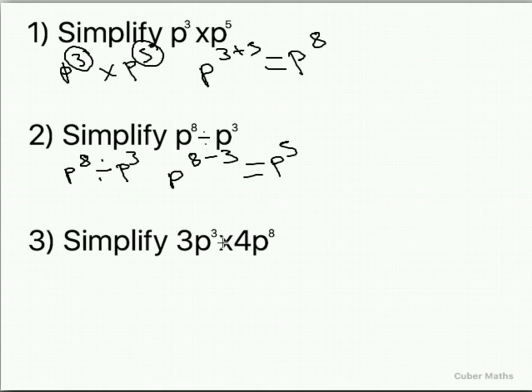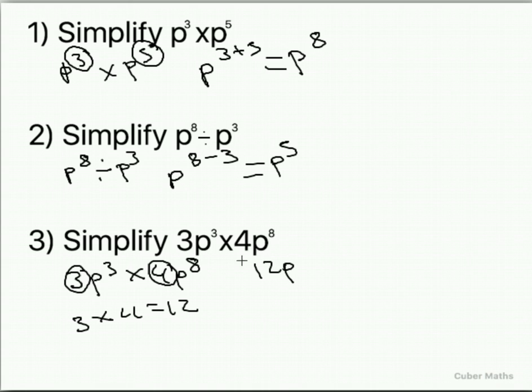Now down here we need to do exactly the same, but because we have 3p cubed times by 4p to the power of 8, we need to remember to times these front numbers, the 3 and the 4, by each other at the start. So if we do 3 times by 4, that's going to give us 12. So what we've got is 12p. Because it's a times, we know we add the 3 and the 8, so 12p to the power of 3 add 8. And that is equal to 12p to the power of 11.